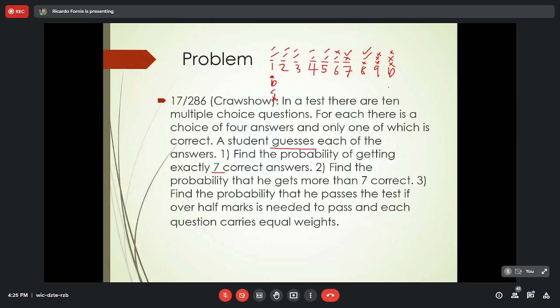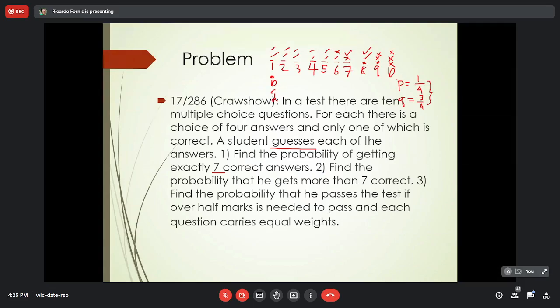That means the probability of success, if we consider success as choosing a correct answer, is 1/4. And choosing a wrong answer, Q, which is now the failure, is 3/4. Take note, the sum of these two probabilities equals 1.